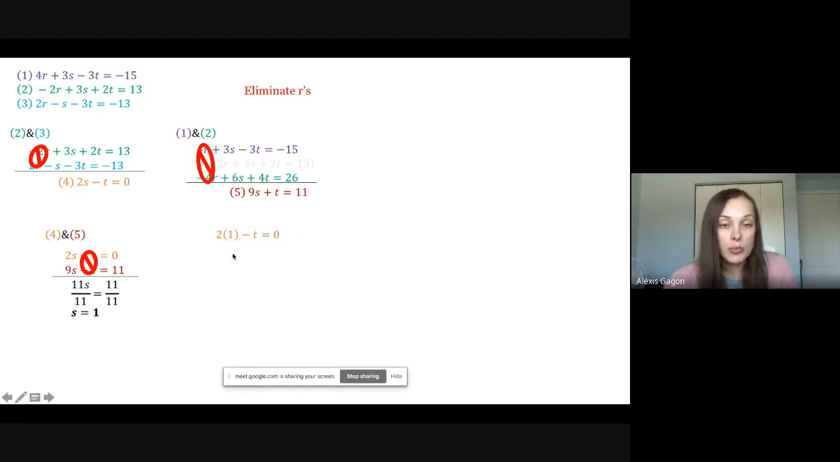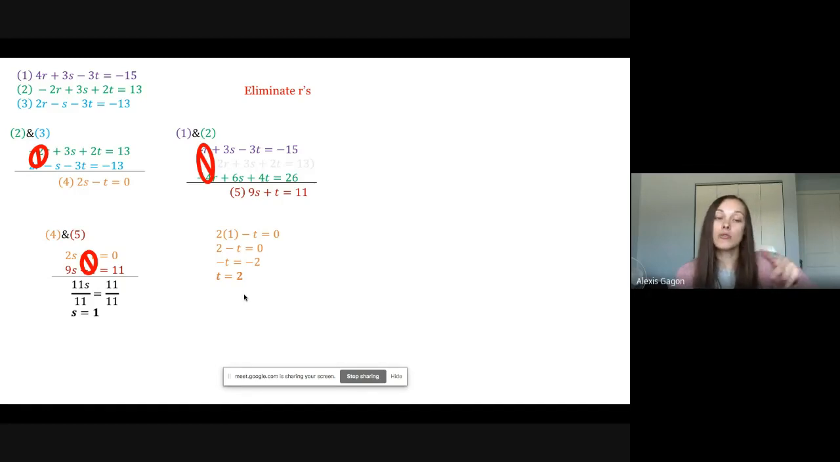So it looks like I just plugged it into 4. So I did 2 times 1 minus t equals 0. Well, 2 times 1 is 2 minus t equals 0, and then you just solve this for t. So subtract that 2 to the right side, and you get negative t equals negative 2. Well, that means that t equals positive 2.